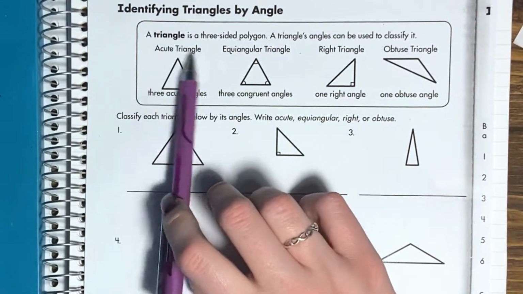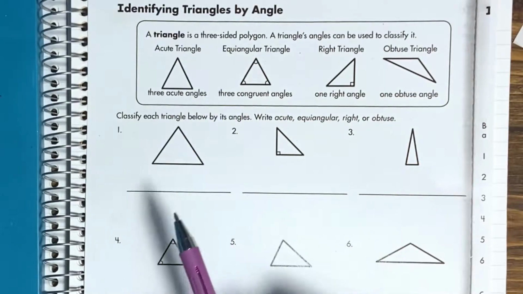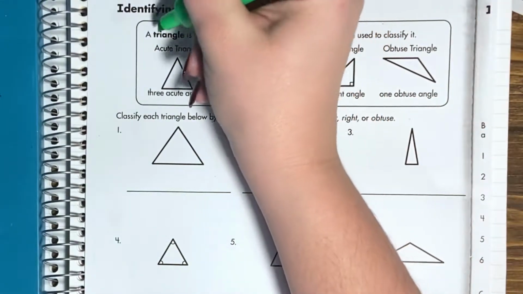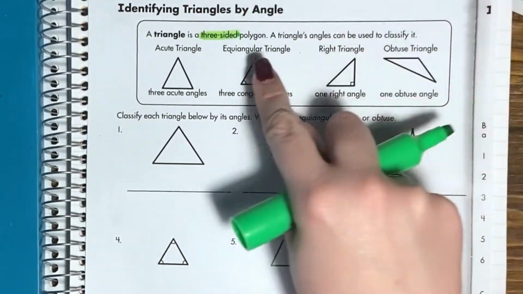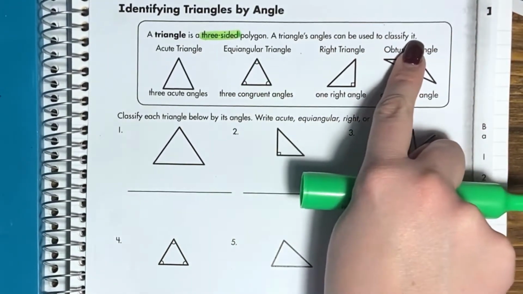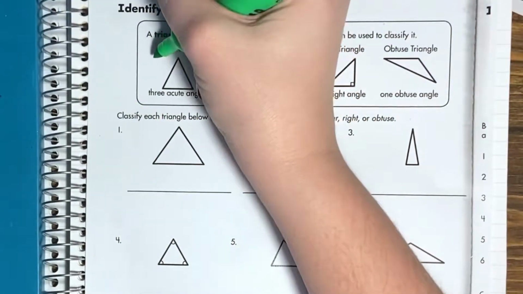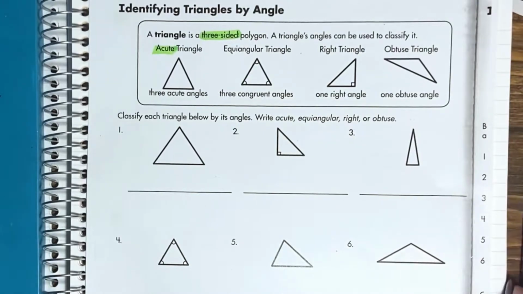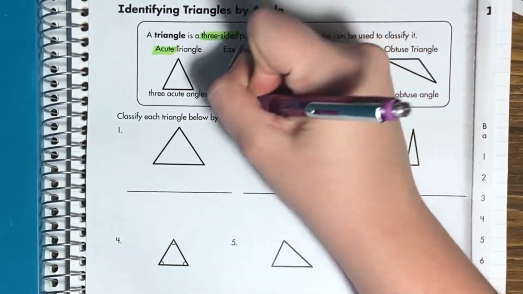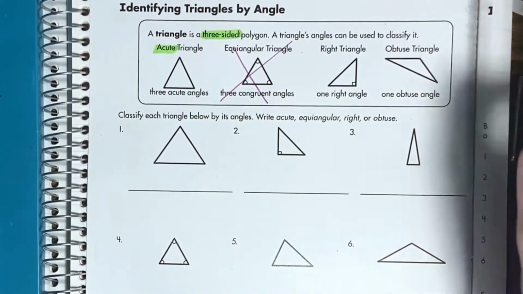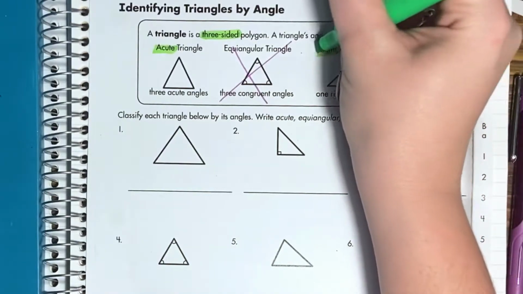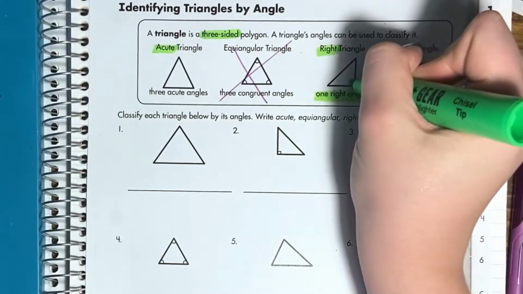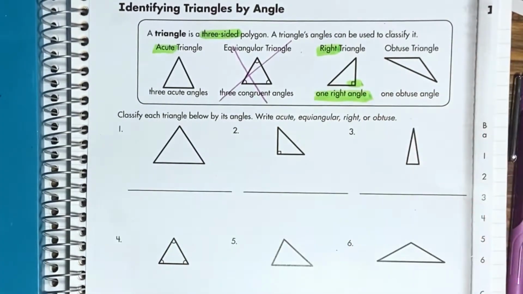Okay, so a triangle, of course, is a three-sided polygon. Triangles, we know they have three sides. That's kindergarten knowledge, right? A triangle's angles can be used to classify it. So we have an acute triangle. We knew that was one way. Now, we don't have to know this kind in 5th grade, so let's just get rid of it. A right triangle, remember, that's the one with one right angle. That is a right triangle. Right there's a little right angle.